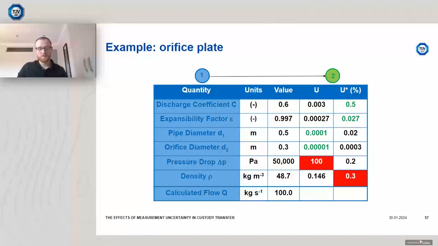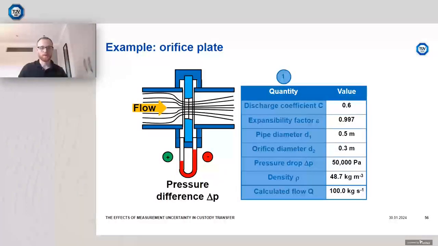Pressure drop and density, the red boxes, are highlighted in red here because if you think about it, if we go back to the previous slide, pressure drop is calculated using this U-tube manometer.